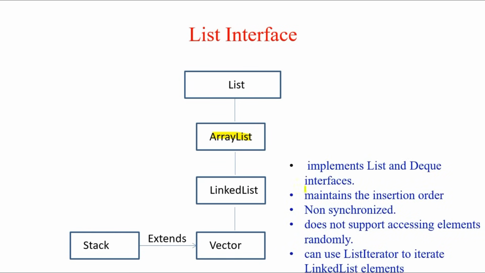Then LinkedList. This class implements not just the list interface but also the Deque interface, and I'm going to cover this Deque interface in a few minutes in the next slides. But understand first that LinkedList maintains the insertion order, and it is non-synchronized like ArrayList, but it does not support accessing elements randomly. You can only iterate through a LinkedList with a list iterator. That is the only way you can iterate one by one, and you cannot just go and do index based searches as you were able to do in ArrayList.